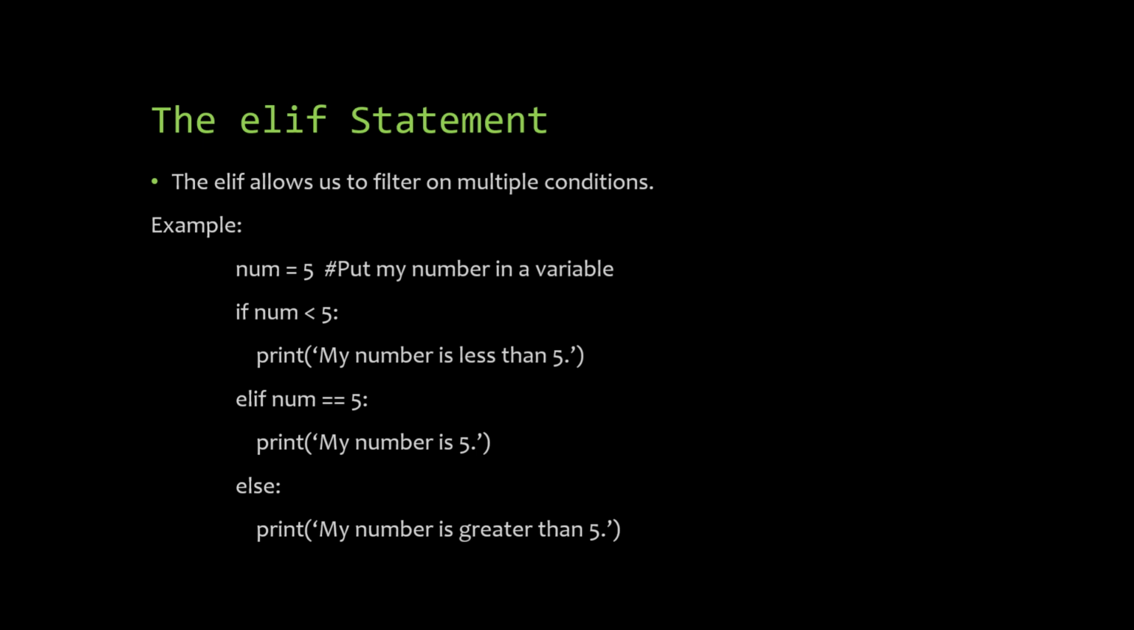So my first if was false. So that one doesn't work. So I skipped over the print my number is less than 5. Then I test my next one. So elif num equals 5. Well, that's true. So in this case, I print my number is 5. Now, if that one was false as well, then I would still continue on to my else.